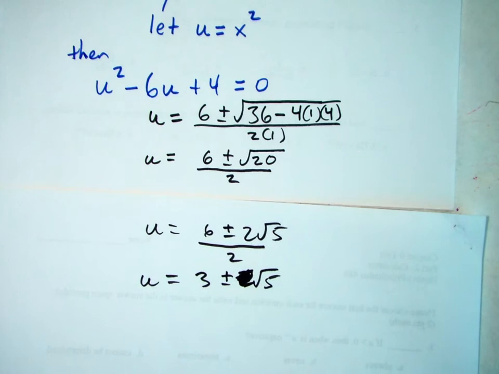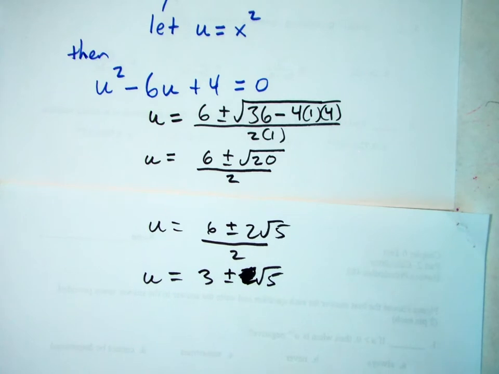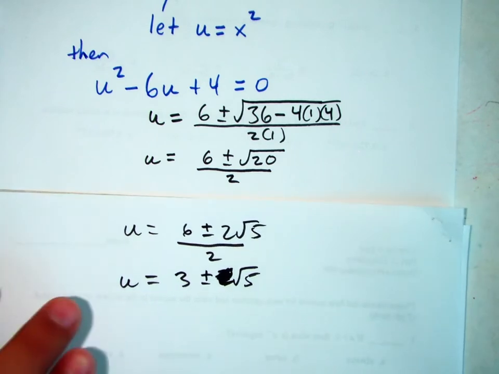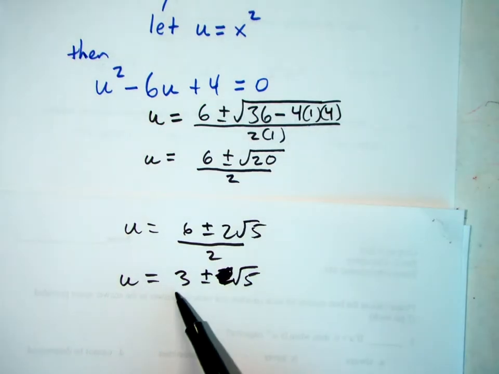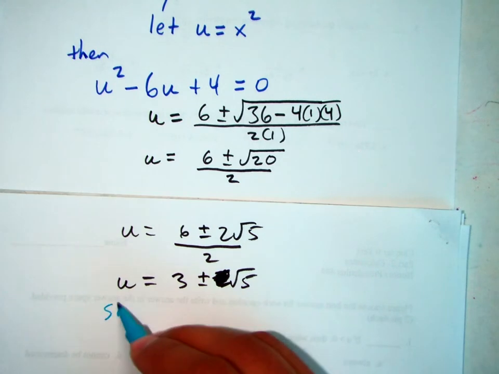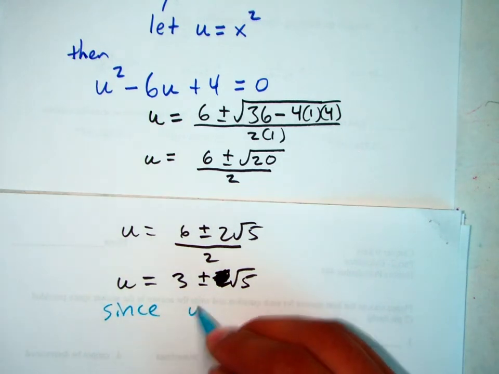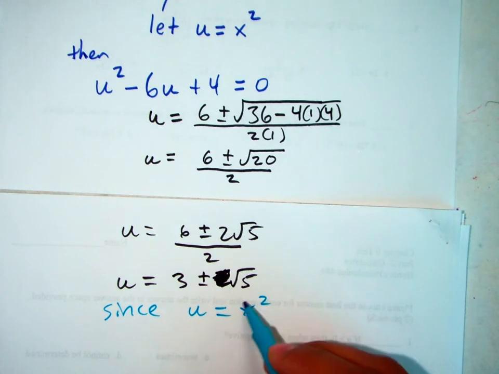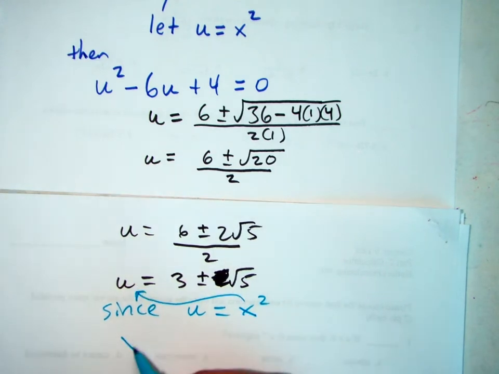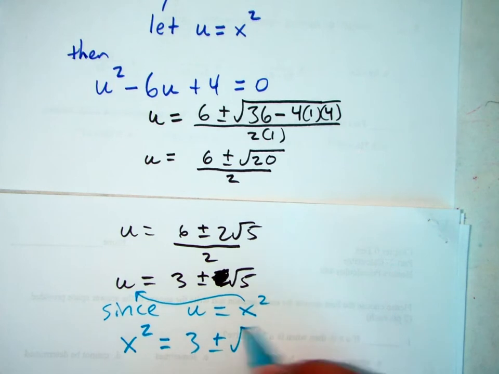Okay, now we've solved this equation, which told us what u was, right? But our ultimate goal was to find what? We want to find x. So now we know that since u is actually x squared, we can plug in x squared for u, set it equal to 3 plus or minus the square root of 5, and then now we can actually find out what x is.